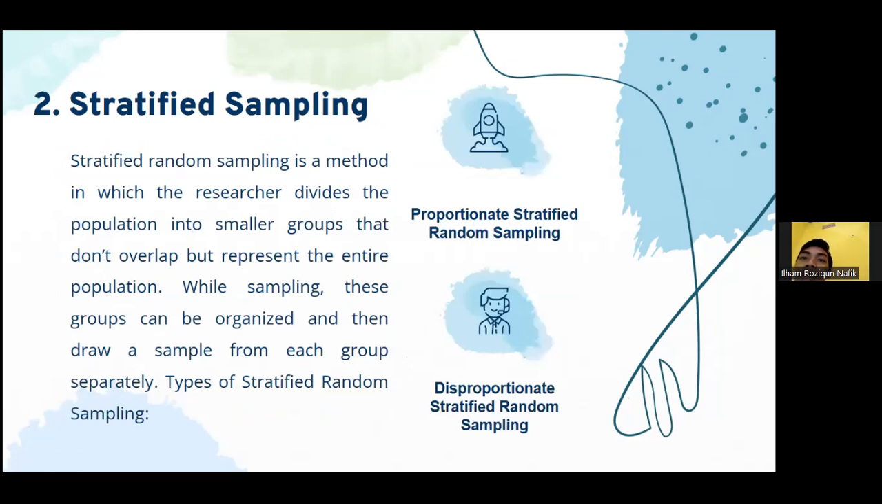The next step is stratified sampling. Stratified random sampling is a method in which the researchers divide the population into smaller groups that don't overlap but represent the entire population. While sampling, these groups can be organized and then draw a sample from each group separately. There are two types of stratified random sampling: proportionate stratified random sampling and disproportionate stratified random sampling.